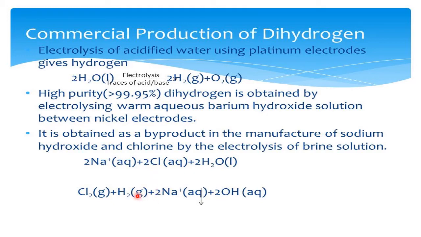Not only hydrogen is prepared here, along with hydrogen, chlorine and sodium hydroxide are also prepared. So these two are also equally important from the industry point of view. That's why this method is very famously called the chlor-alkali method. Chlor-alkali is prepared along with hydrogen. Therefore, this is called the chlor-alkali process for the preparation of hydrogen using brine. What is brine? Brine is an aqueous solution of sodium chloride. So when the brine is electrolyzed, we get hydrogen along with chlorine and sodium hydroxide. All three are industrially very useful.